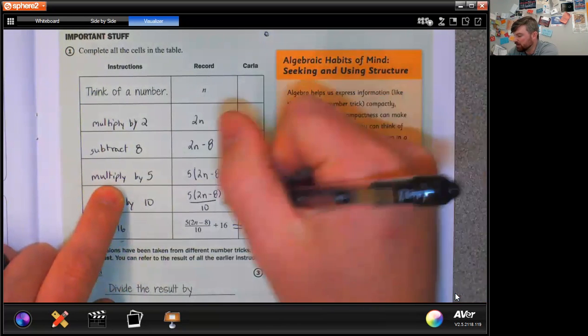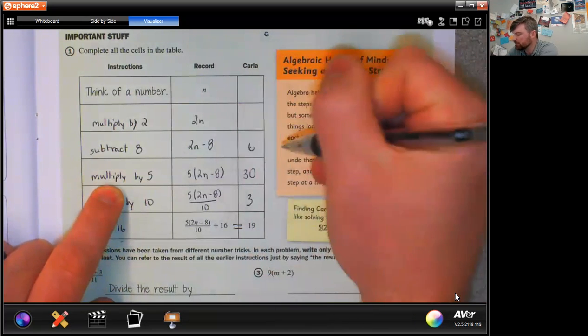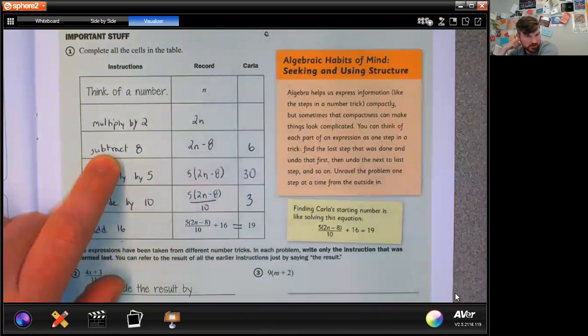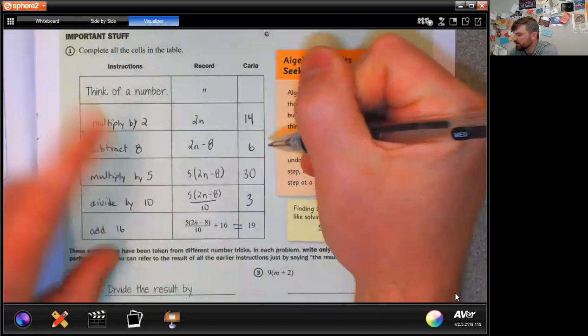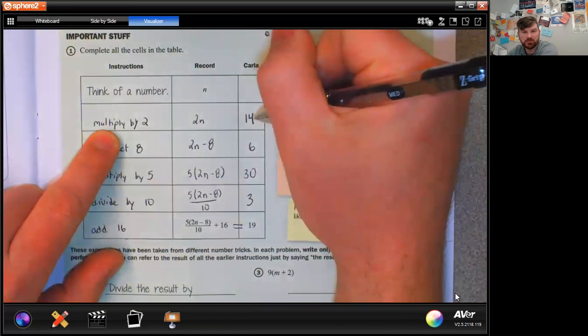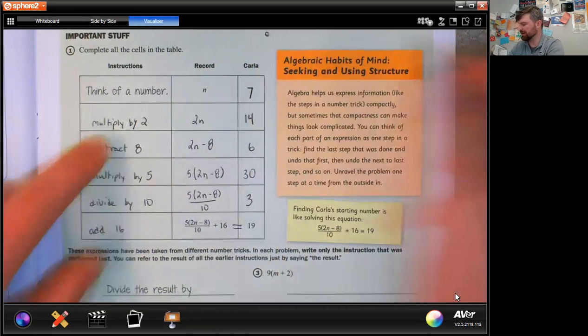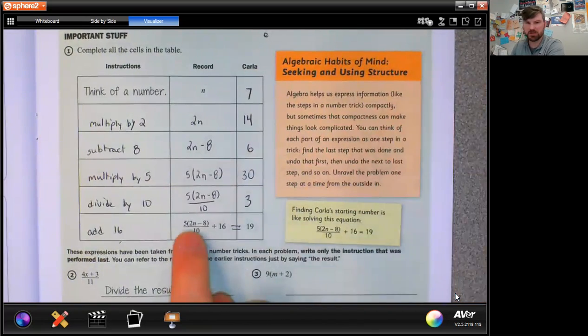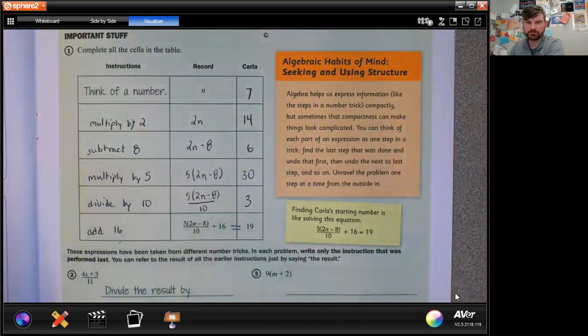I'm not going to multiply by 5, I'm going to divide by 5. So 30 divided by 5 is 6. I'm not going to subtract 8, I'm actually going to add 8. So I get 14. Instead of multiplying by 2, I'm going to divide by 2 and I get 7. So her n is 7. If I were to plug in down here, I would get 7 out.